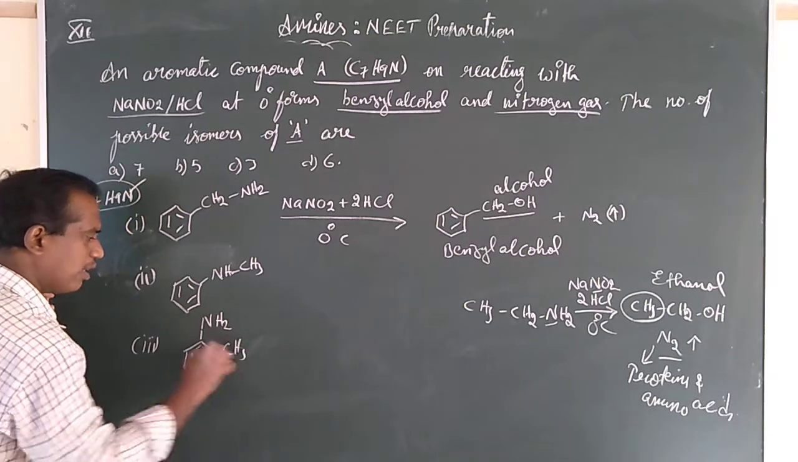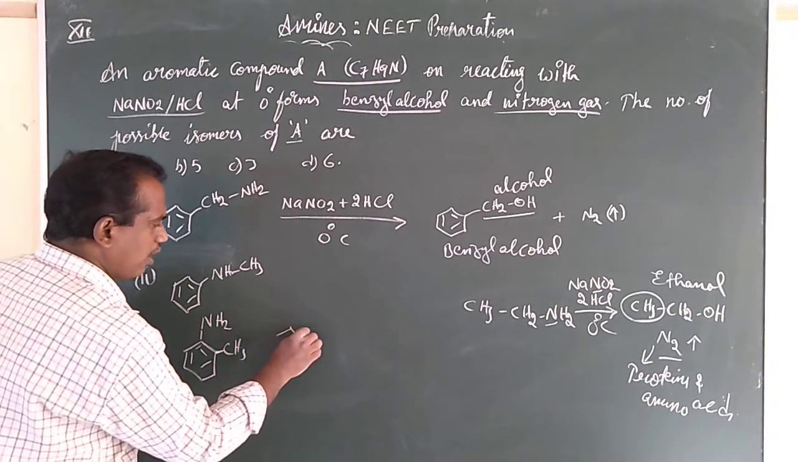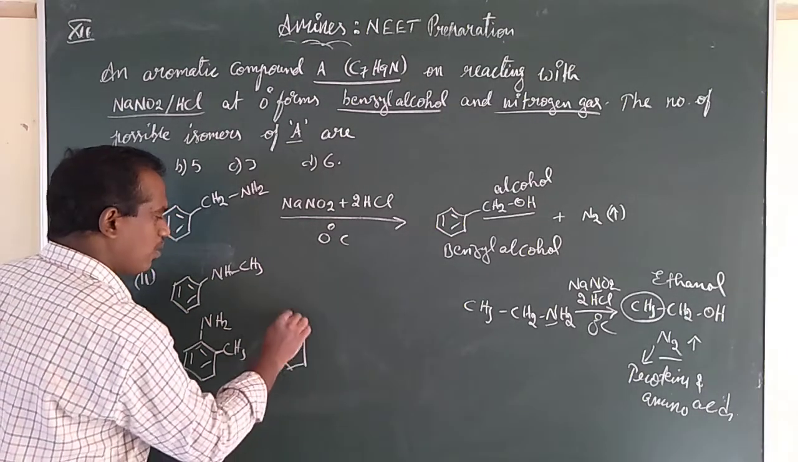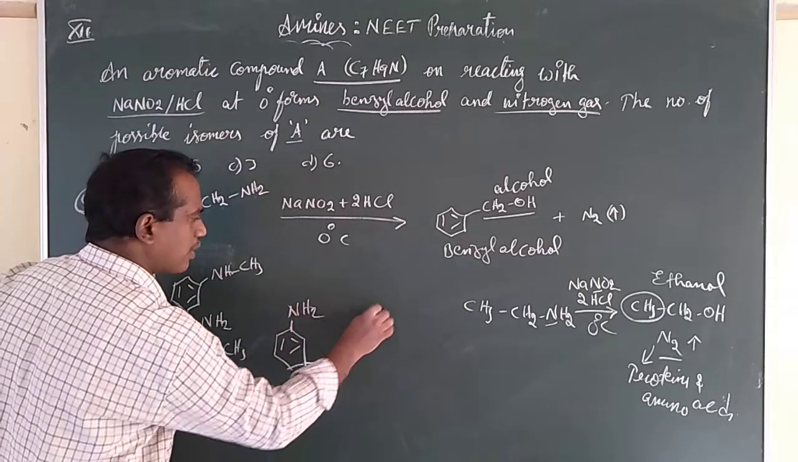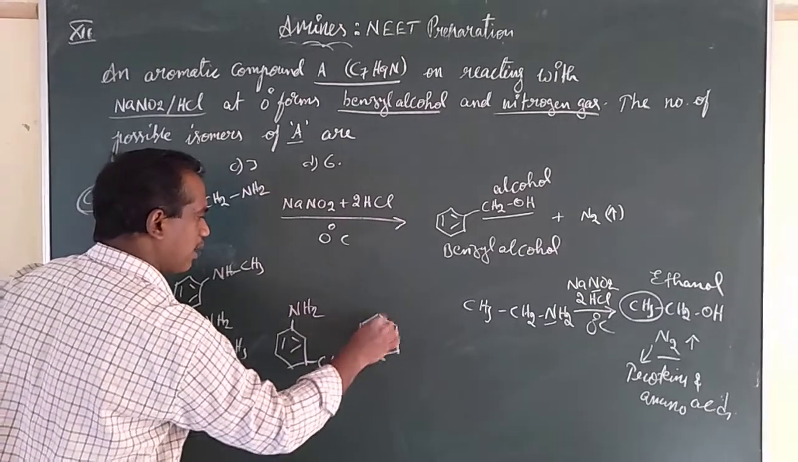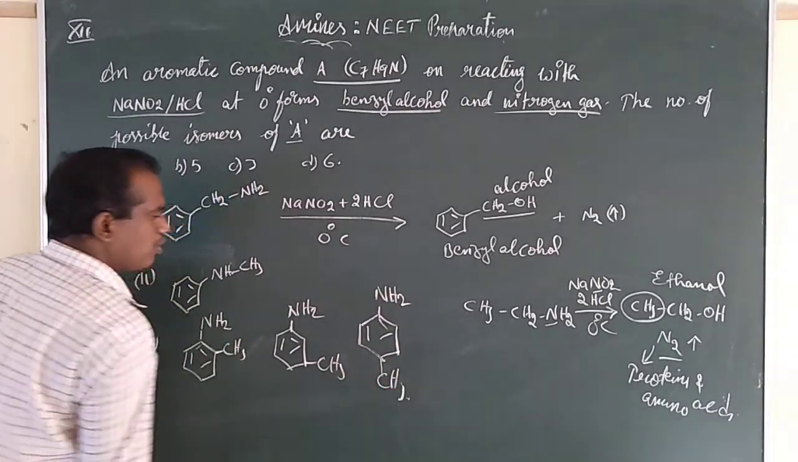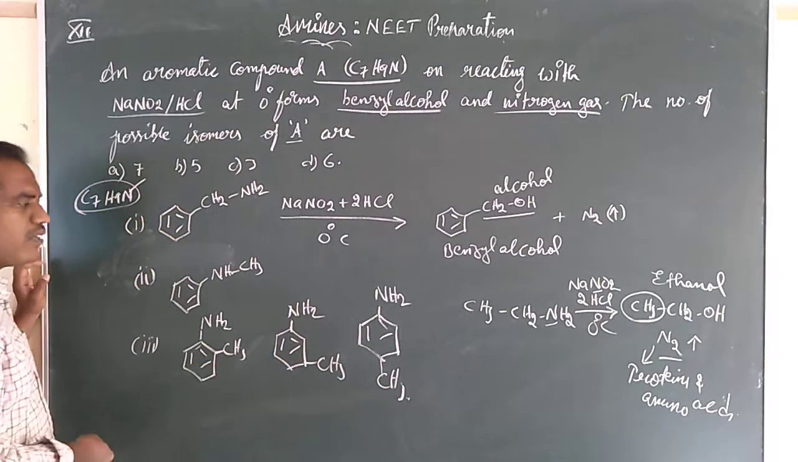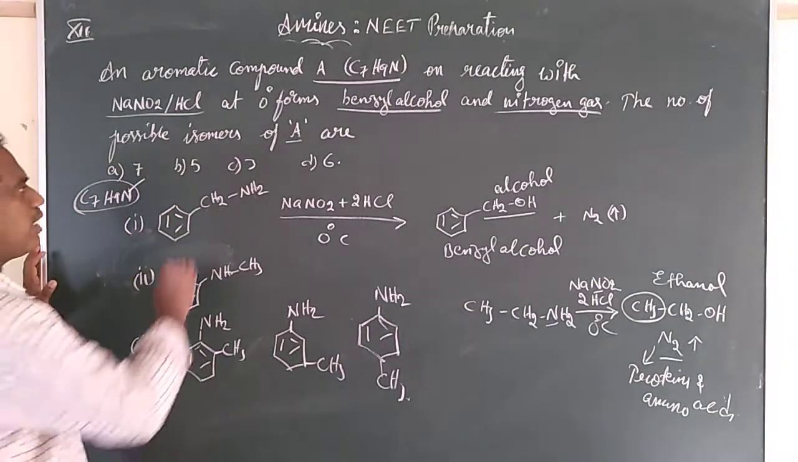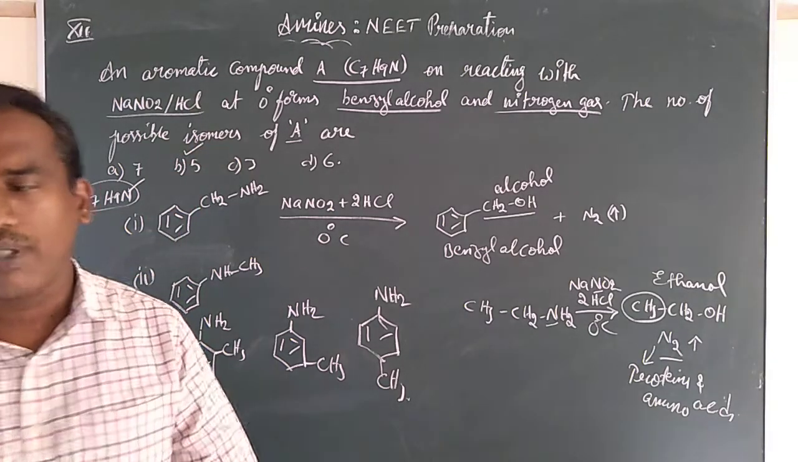Methyl benzene. Ortho methyl aniline. Or we can have the NH2 at the meta position, or we can have NH2 at the para position. So again, you don't think here meta and ortho because it will be repeating. So how many isomers we got today? We got the 5 isomers.